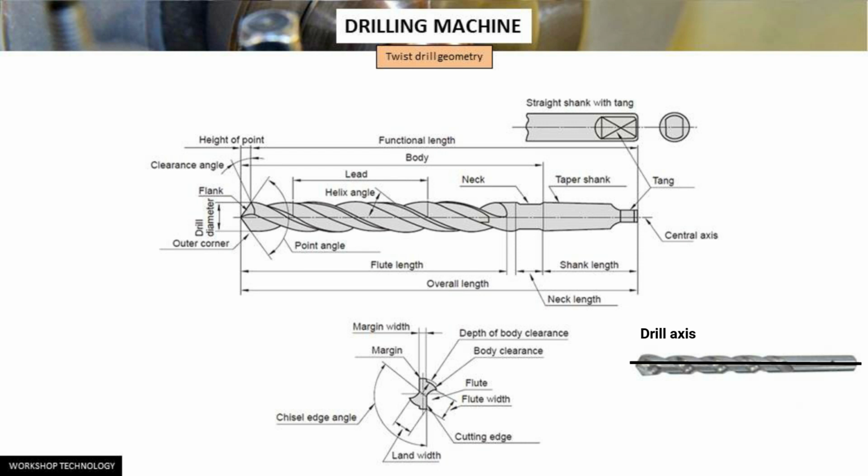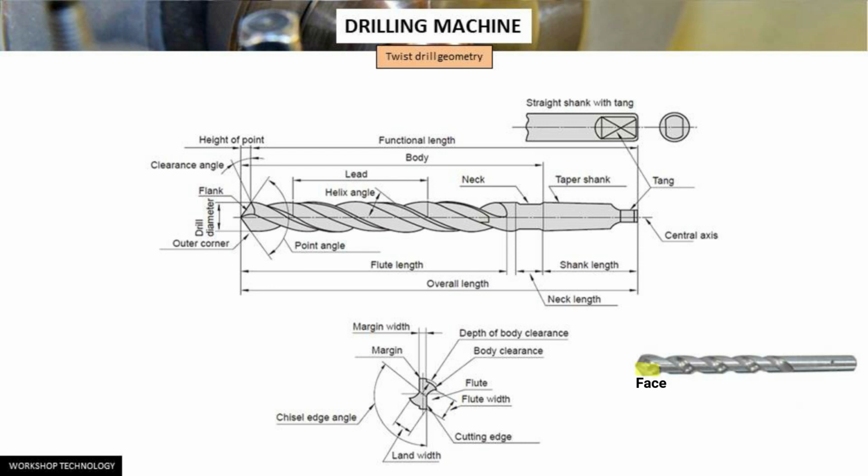First is the drill axis, which is the longitudinal central line. Then we have the drill point, which is the sharpened end of the drill body, consisting of all that part which is shaped to produce lips, faces and chisel edge. Then we have lip or cutting edge, which is the edge formed by the intersection of the flank and the face. Then we have lip length. It is the minimum distance between the outer corner and the chisel edge corner of the lip.